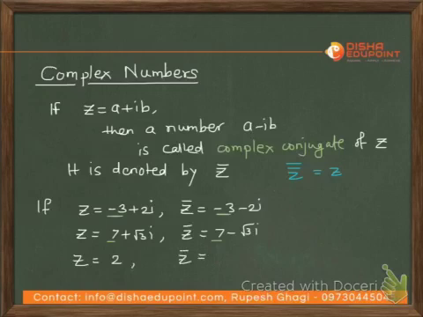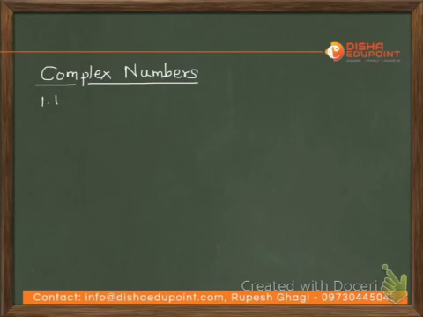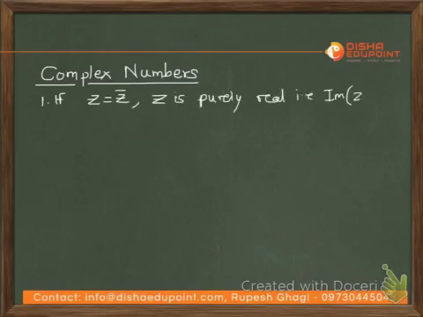If z is equal to 2, then z bar will be equal to 2 because the imaginary part is already 0. There will be no change if we change the sign of that 0 here. If z is equal to 8i, the purely imaginary number, then z bar will be equal to minus 8i. So this is about the complex conjugates. Now consider this property. If z is equal to z bar, then z is purely real. That is, the imaginary part of z is equal to 0.